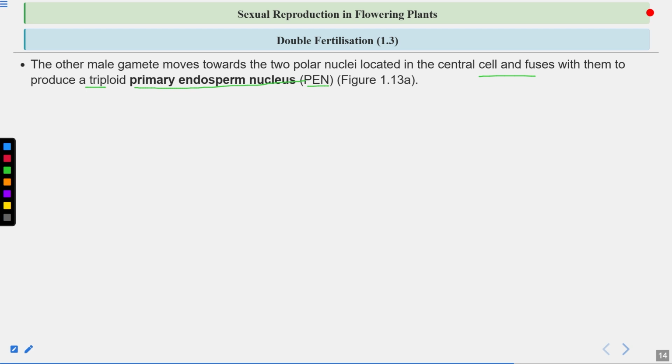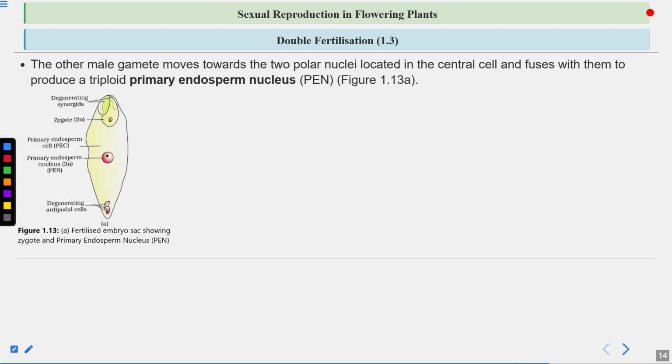It is called double fertilization, and this is a very unique feature of the flowering plants. So here you can see the primary endosperm nucleus, PEN, and this central cell, here you can see primary endosperm cell. The central cell's name got changed.